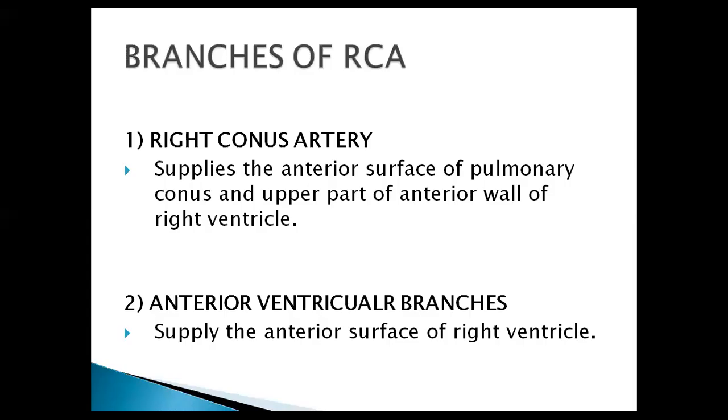Here, coronary artery. First one is the right conus artery. The right conus artery is the branch that supplies the anterior surface of the pulmonary conus and the upper part of the anterior wall of the right ventricle. The right ventricle anterior wall, the upper part, and the anterior surface of the pulmonary conus.